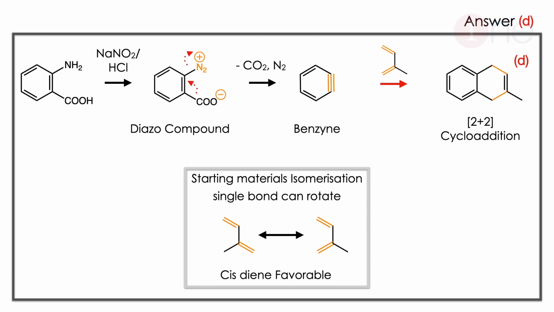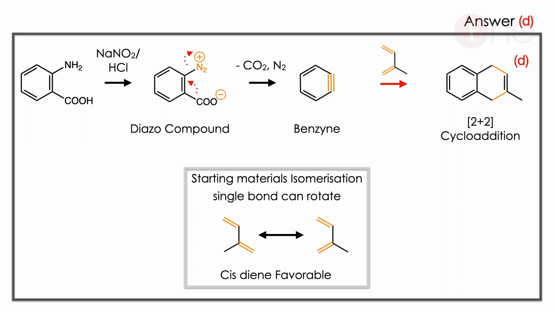The first step is the amine group will react and form a diazo compound, which is N2+. Here you can see there are 2 leaving groups, CO2 and N2. Both will leave and form benzyne. You have to identify that the intermediate is benzyne. So you should know that when there is a benzyne and a double bonded diene compound, a 2 plus 2 cycloaddition will happen. Since there is a possibility of diene and dienophile, there will be a cycloaddition.